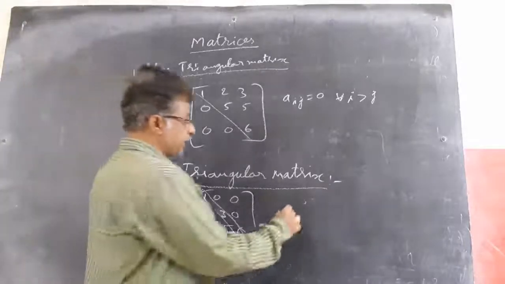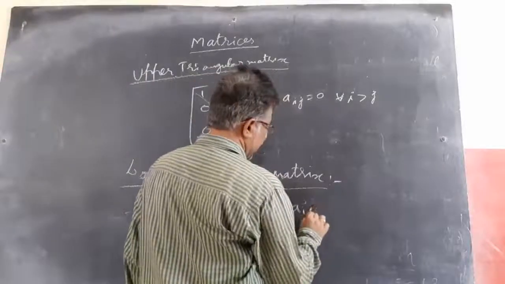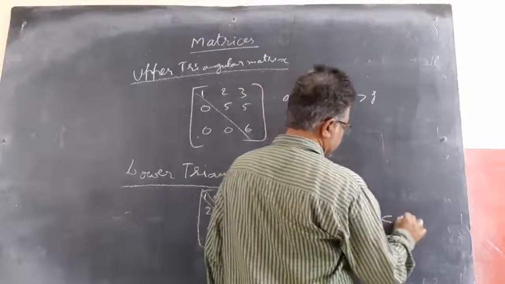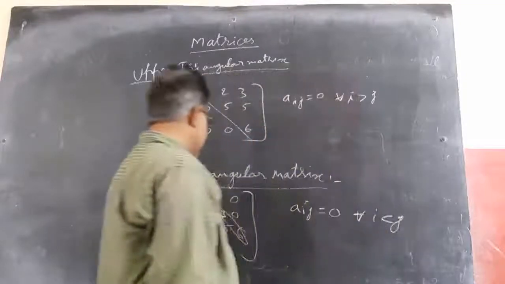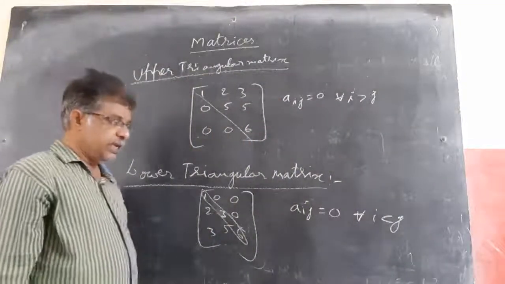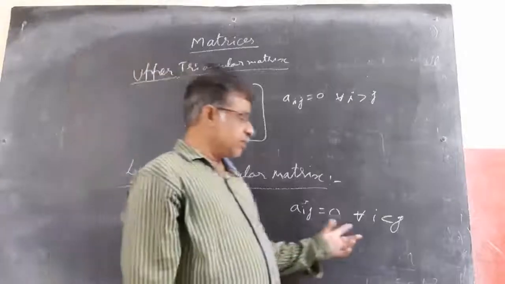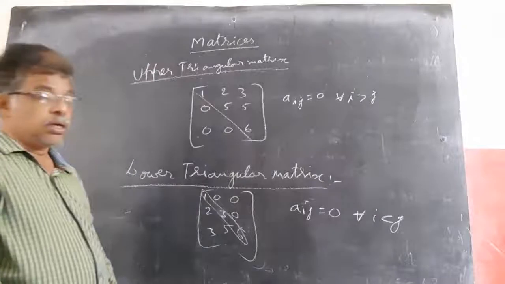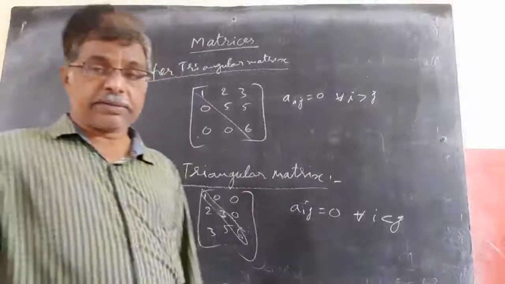Lower triangular matrix means Aij equal to 0 for every i less than j. For every i less than j, Aij equal to 0 is called a lower triangular matrix.